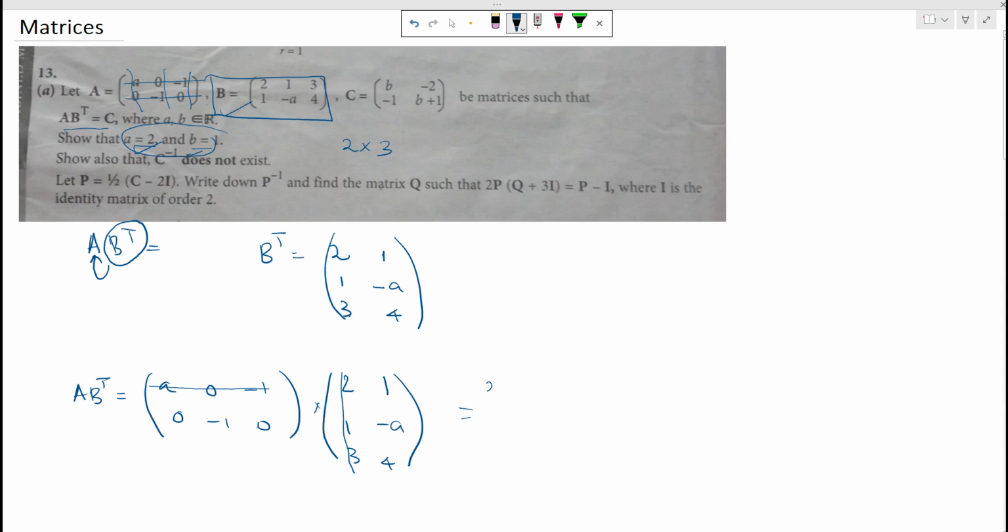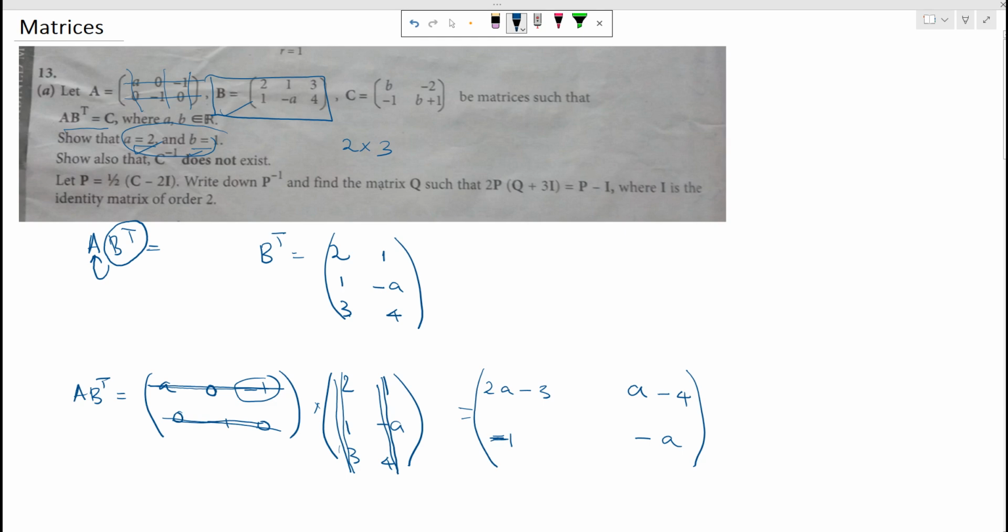So 2a, now we have 0, right? So we don't need to write that. So minus 1 into 3, 2a minus 3. Again you have to consider this row and this column. So a plus 0 minus 4, a minus 4. Then again you have to consider this and this, 0 minus 1, 0, right? Minus 1. Then again this row and this column, so minus a.